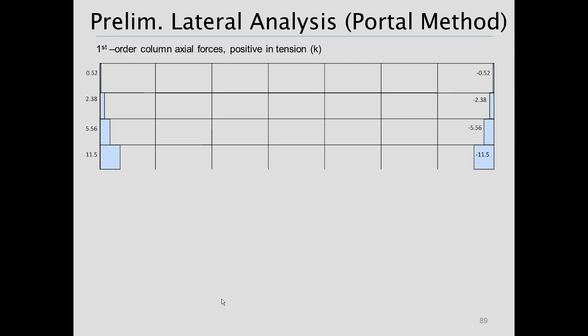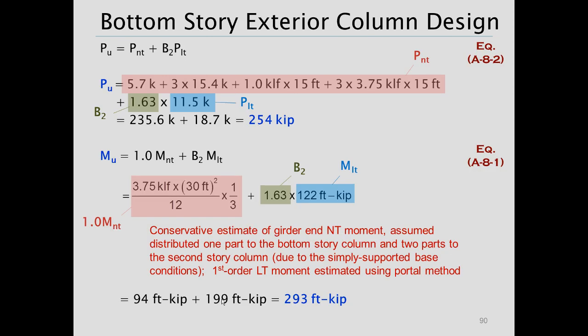And so basically working from that, and this for preliminary design, roughing out what we would need for our axial force and moment. Again, similar to what I highlighted earlier, so the PNT in red, the B2 in green, the PLT in blue. And so we get an overall axial load effect on our exterior column here of 254 kips, a little bit of an overturning effect there of 1.63 times 11.5.